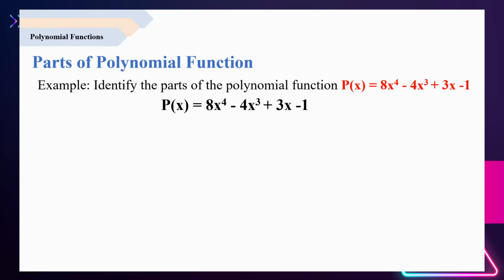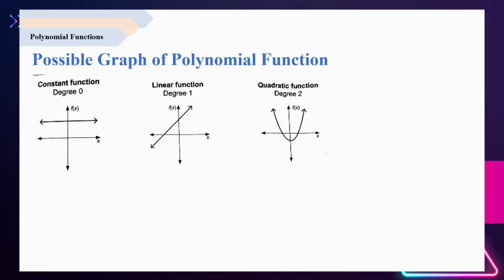Next is the quadratic function, na kung saan ang pinakamataas na exponent niya ay 2. So ang kanyang possible graph naman is opens upward and opens downward or opens sideward. Next, cubic function. Pag cubic function naman, ang pinakamataas na exponent ay 3, na kung saan ang kanyang possible graph ay makikita nyo dyan sa ating screen, na kung saan meron tayong 2 turning points.